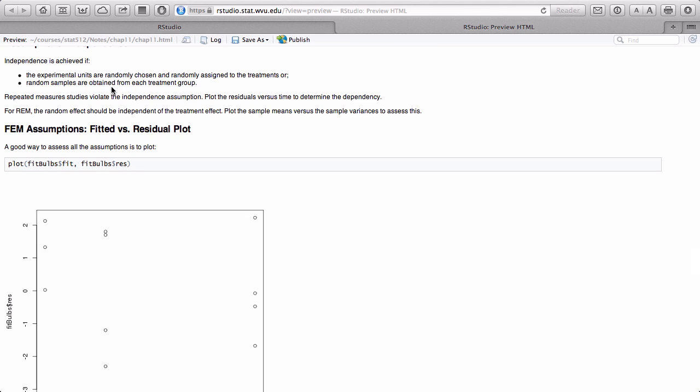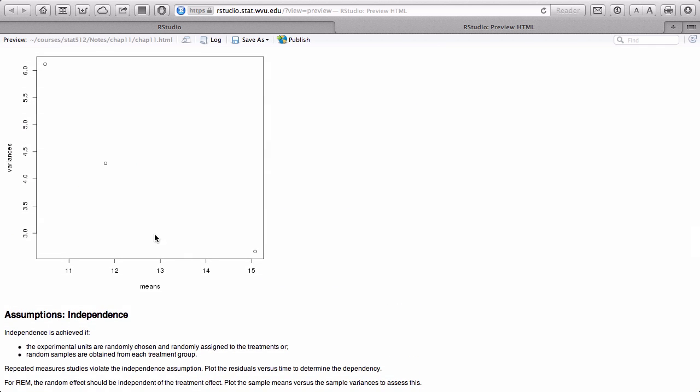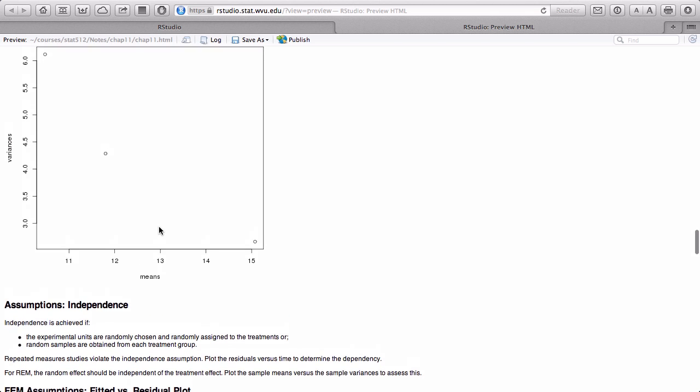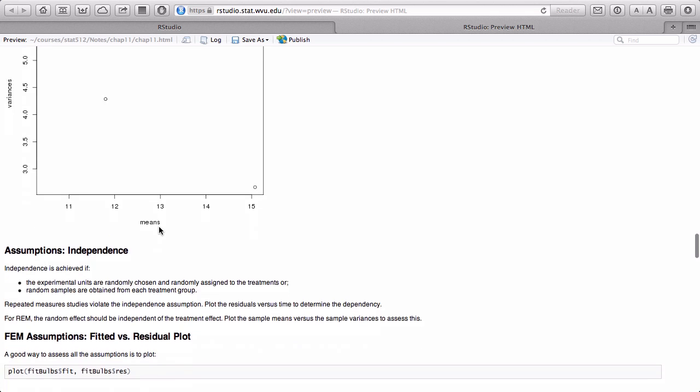Okay, so now generally speaking, we're limited in how we can test these assumptions. But one of the things we can see is that if the variance somehow depends upon the mean, then we may be violating an assumption for the random effects model. So this particular plot can also be used in the random effects model to determine whether or not you possibly may be violating the assumption.